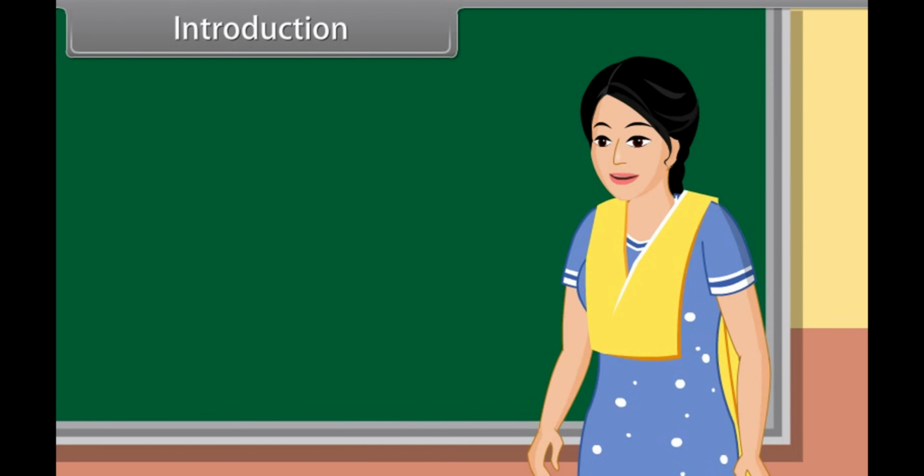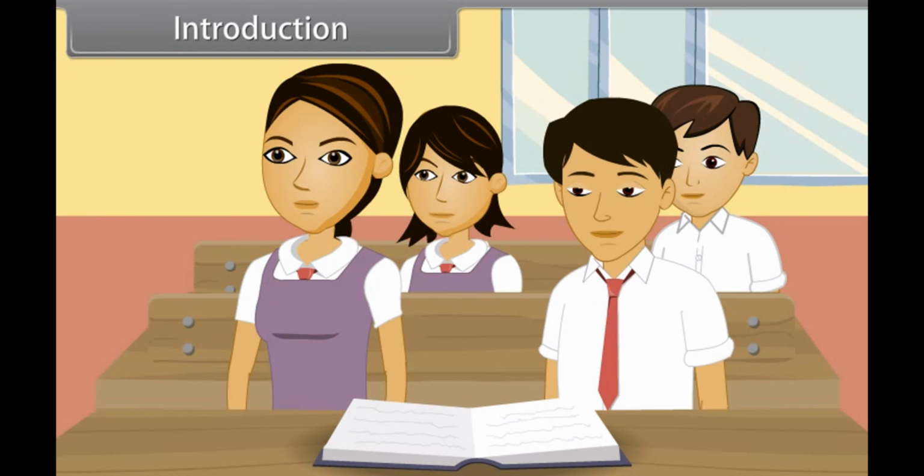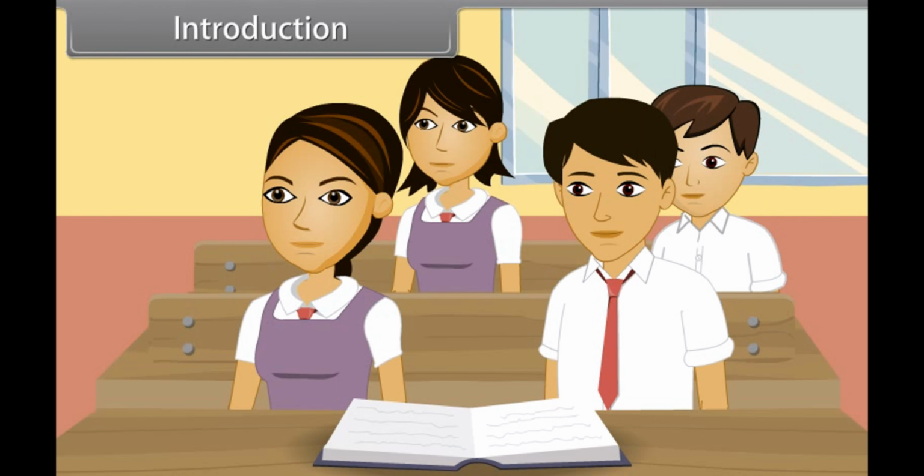Today we learn organic chemistry. Teacher, what is organic chemistry? Organic chemistry is the branch of chemistry that involves the study of carbon and hydrogen containing compounds. Teacher, how are the carbon-carbon atoms attached?